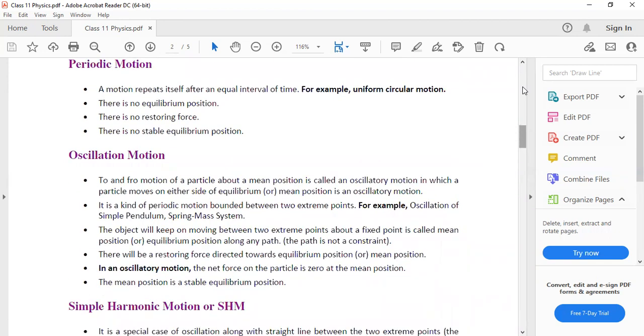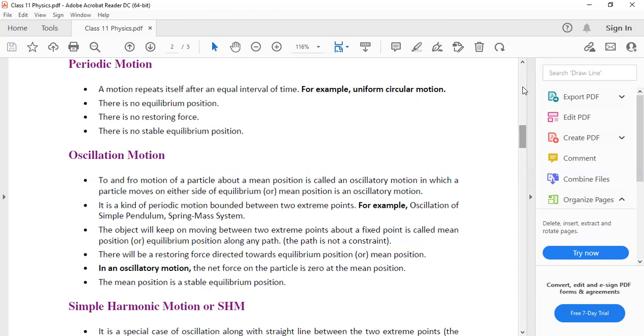Now let's discuss oscillatory motion. The to-and-fro motion of a particle about the mean position is called oscillatory motion. That is, the particle moves on either side of the equilibrium mean position. It is a kind of periodic motion that is bounded between two extreme points, for example, the oscillation of a simple pendulum or a spring-mass system. In oscillatory motion, the object keeps on moving between the two extreme points about a fixed point.